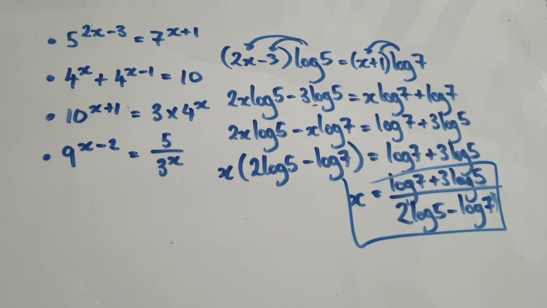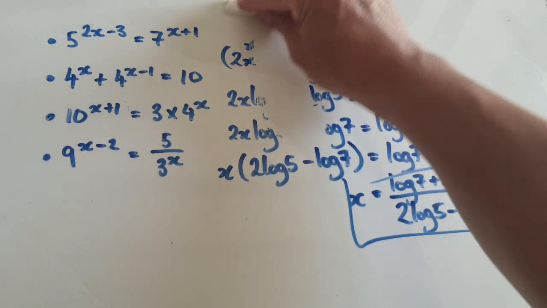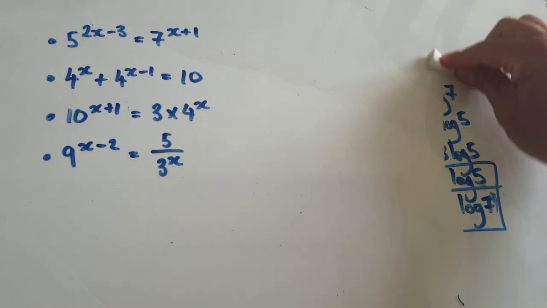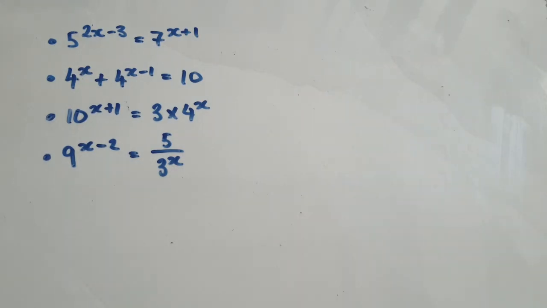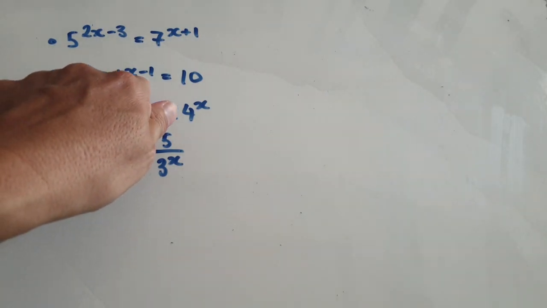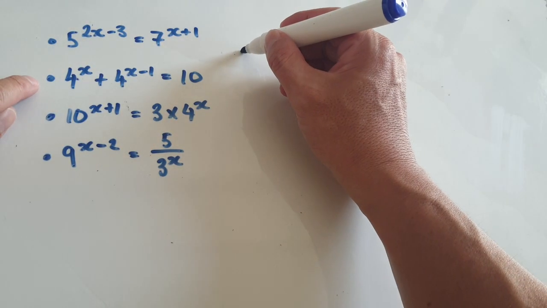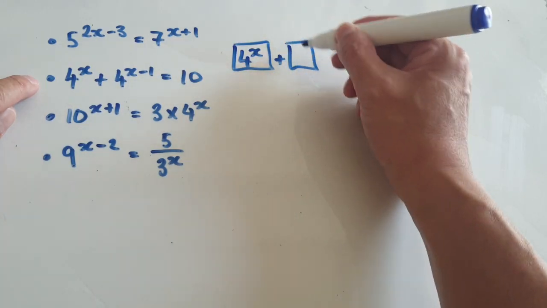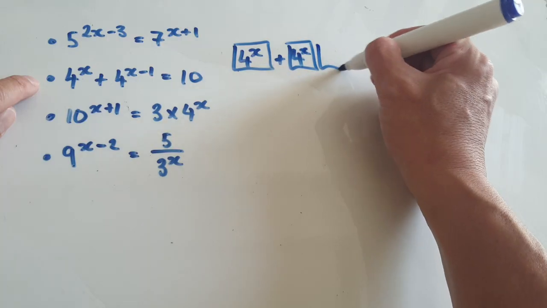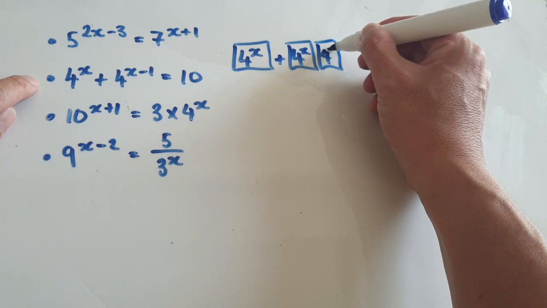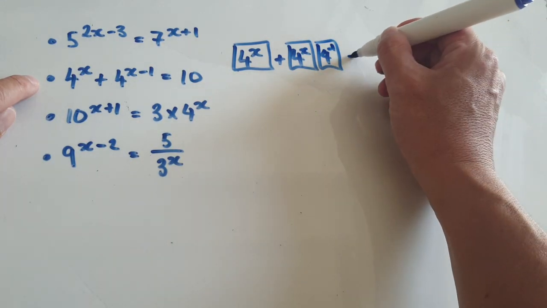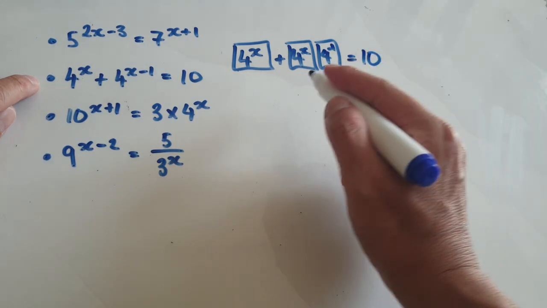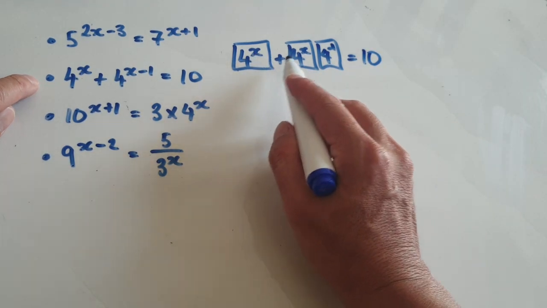Okay, so for the second one, the trick is to break this up into 2 blocks. So that will be a block of this thing plus a block of 4 to the power of x times 4 to the power of negative 1, which is a quarter, equals 10. So now you want to get x on its own.